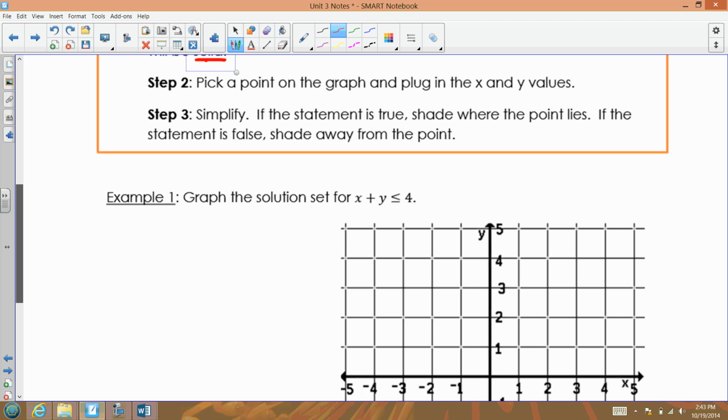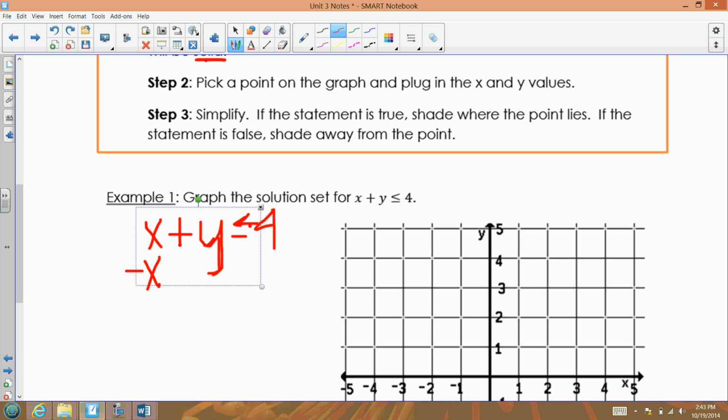Graph the solution set for x plus y is less than or equal to 4. So the first thing I'm going to do, let me just rewrite it. We're going to get this into y equals mx plus b form. Remember, whenever you want to graph a line, you want to get it into y equals mx plus b form so that you can figure out the slope and the y-intercept. So I'm going to subtract x from both sides. So I have y is less than or equal to minus x plus 4.